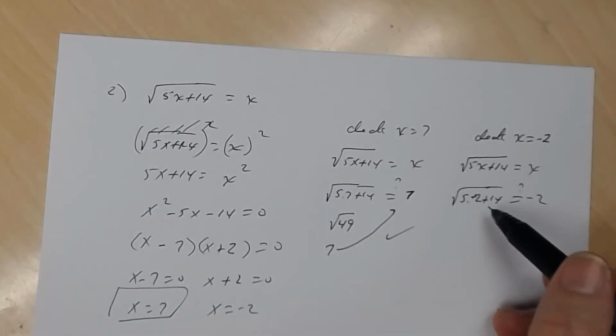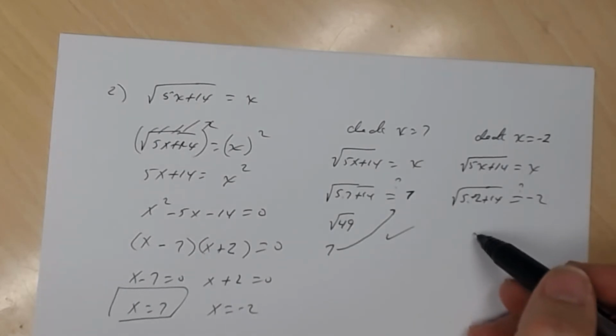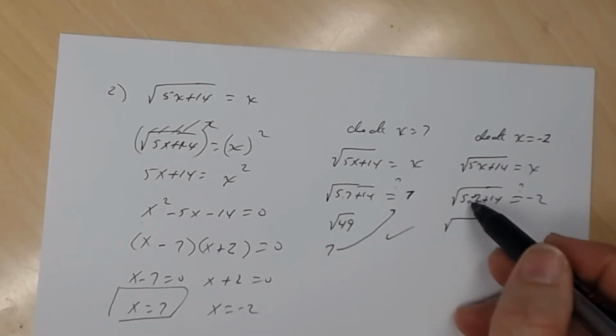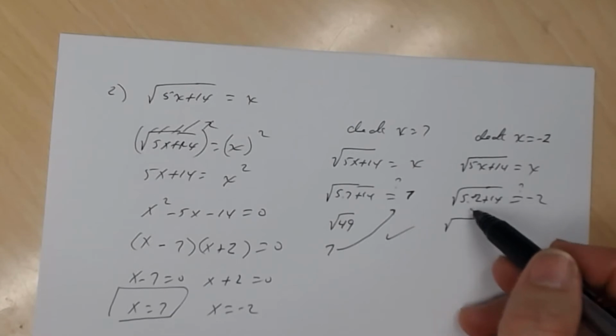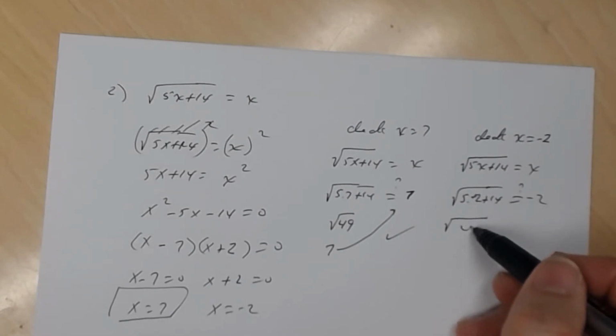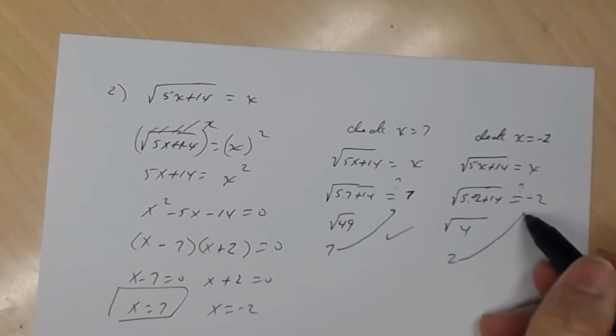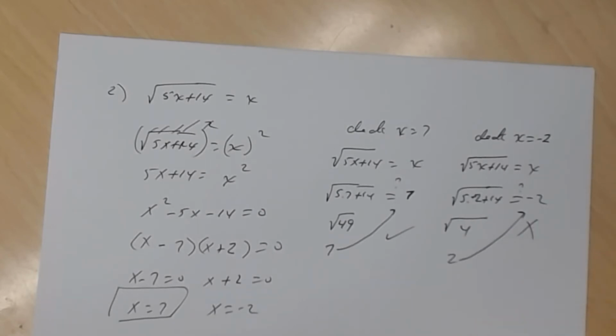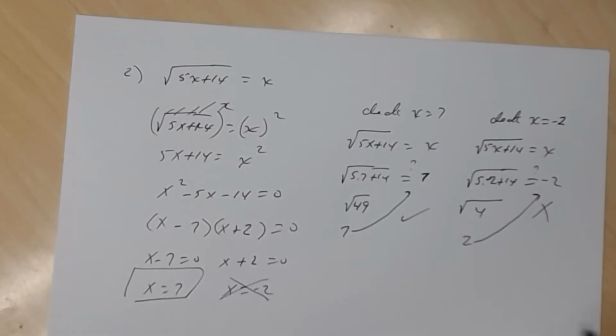And this is negative. So positive is not equal negative. But let's just go further. So it'll be 5 times a negative 2 is negative 10. Negative 10 plus 14 is 4. And the square root of 4 is a positive 2. And a positive 2 does not equal a negative 2. So this does not work.